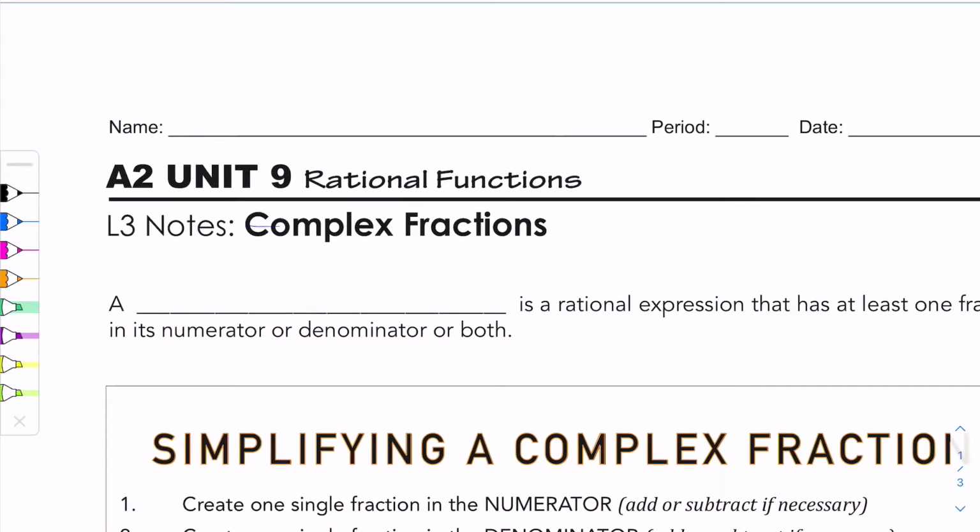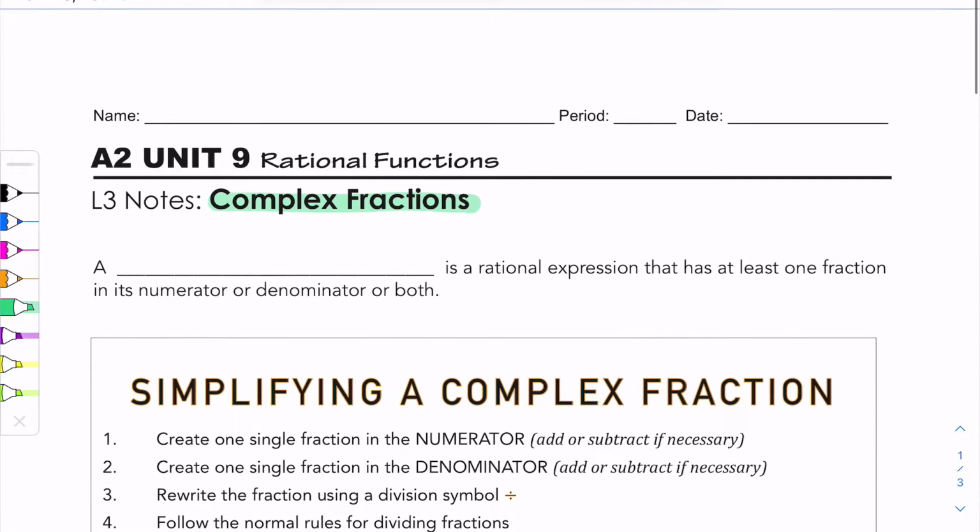Today we're learning about complex fractions. Complex fractions are when you have a rational expression that has at least one fraction in its numerator or denominator or both.